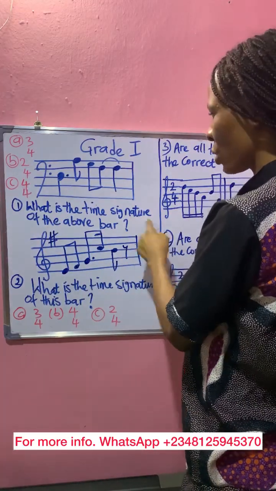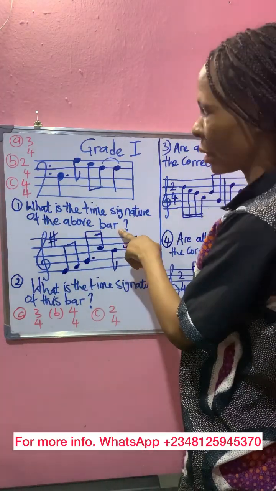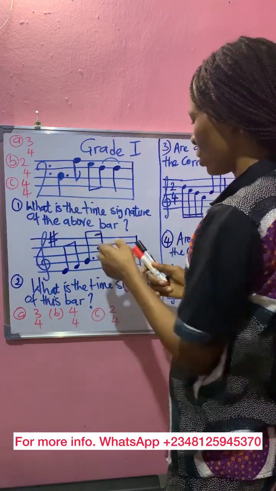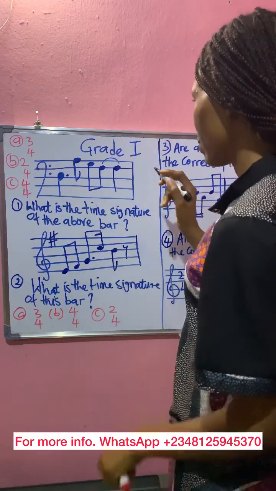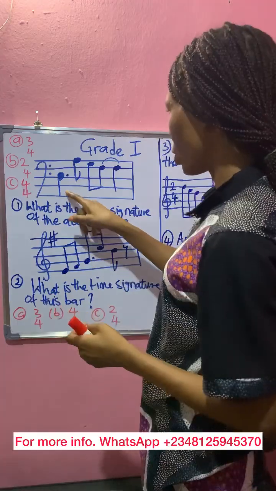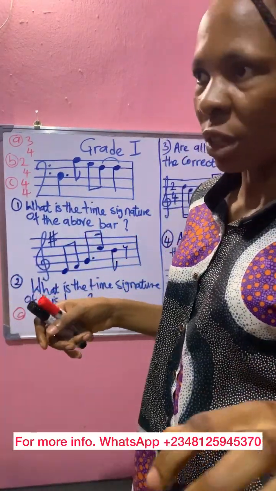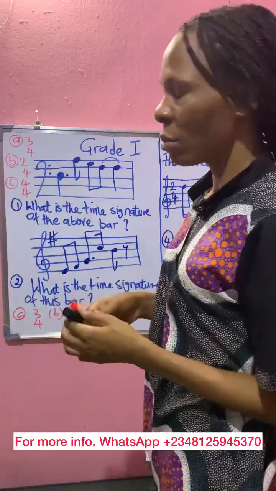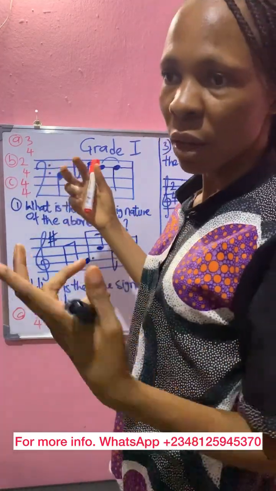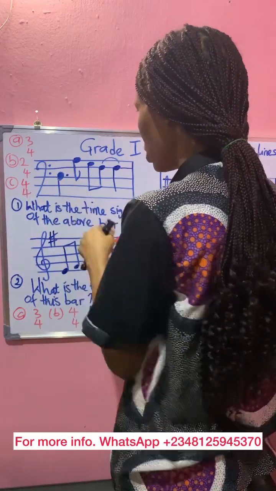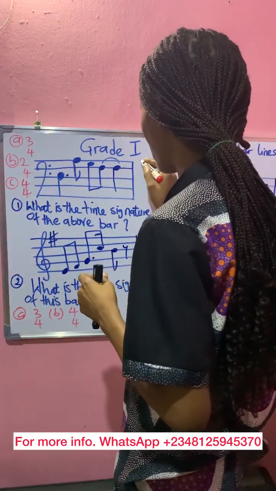What is the time signature of the above bar line? Now let's see what the time signature is. What type of note is this? It's a crochet, right? So that means we have here one crochet and a dot. A dot means half the value of the original. So if crochet is 1, this dot will now be half of 1, which is half. So now this thing is 1.5 crochet.